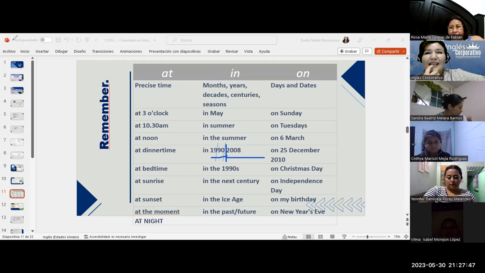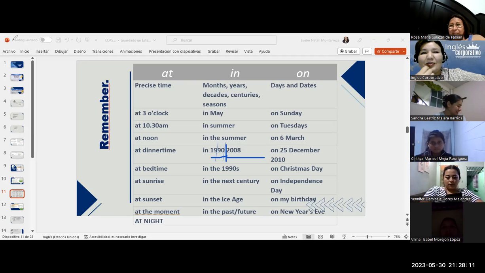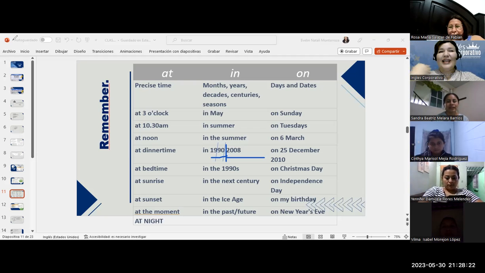Rosa María, Sandrita, Cintia. Tell me. Mayerly, ¿en qué año naciste? You say in the year 2002. 2002, ajá. Yes. Vilma Concepción. Si es antes del 2000, 19, y me dicen el otro número. Rosa María.